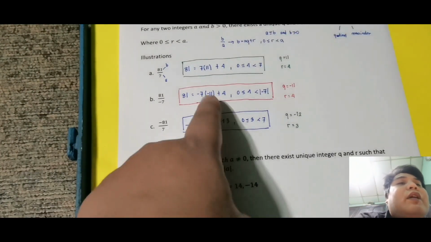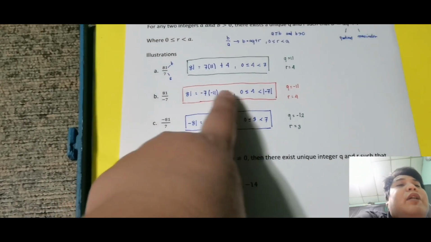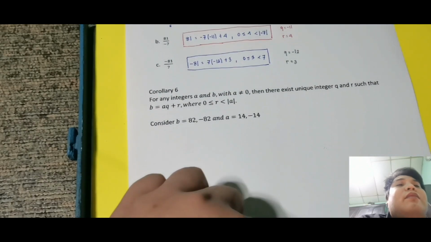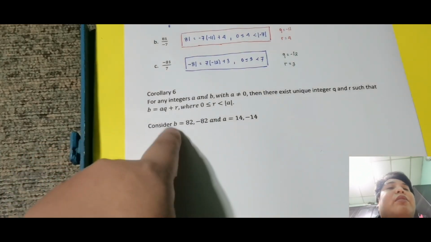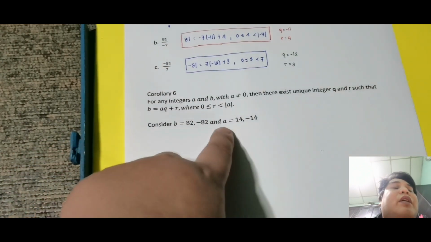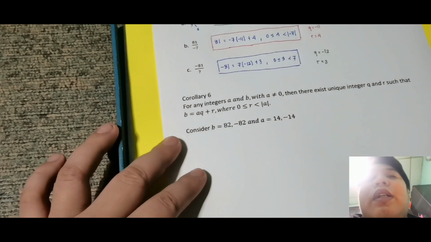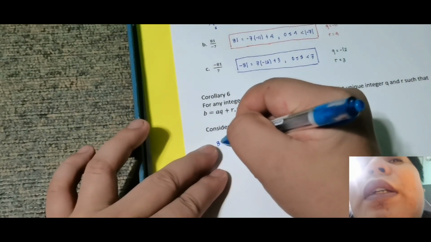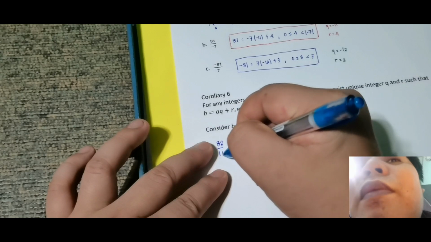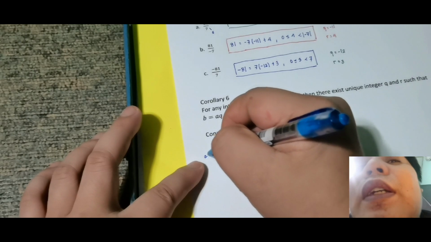So, again corollary number 6 yung ginamit ko dito. Pag negative na yung A, corollary number 6. Okay, so next is, for any integers A and B, we have, nabasa ko na yun, sorry. So, consider B is equal to 82, negative 82, A is equal to 14, and negative 14. So, may apat na combination tayo dyan. Una is 82 over 14. So, una is napakadali.